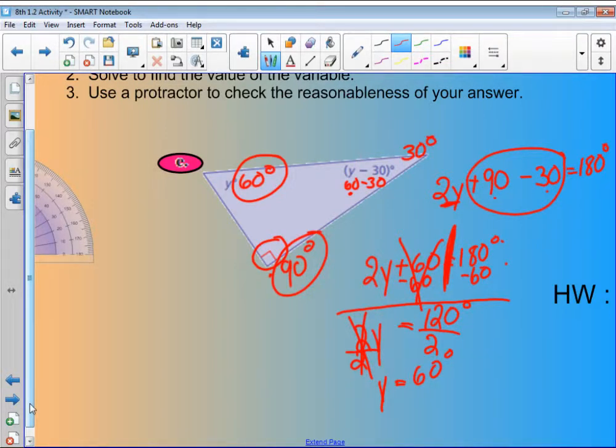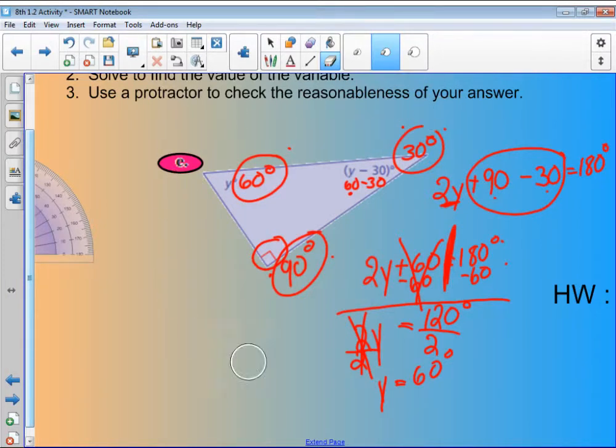Okay, if I check that, I should equal 180 when I add these together. So 30 plus 60 is 90, plus another 90 does give me 180. And if you need to use your calculator to check it, then go ahead and do so. Okay? Now, you guys are going to have some homework.